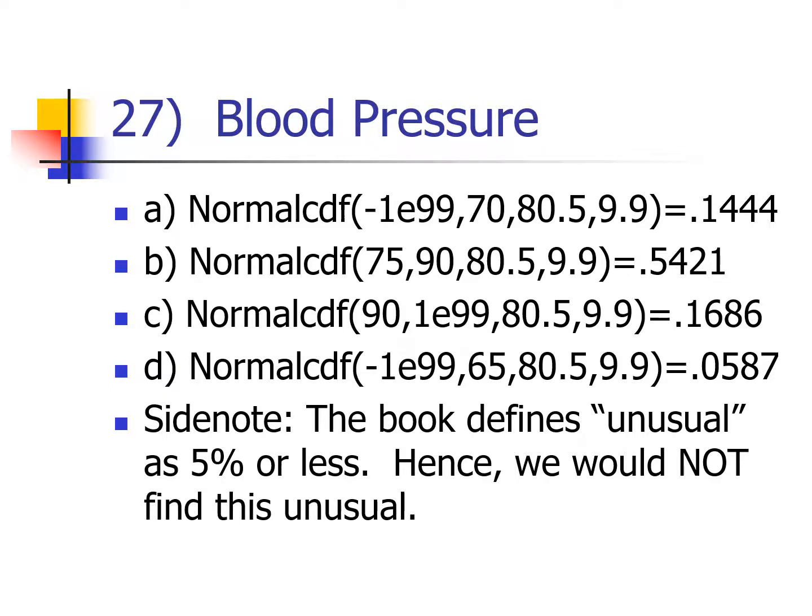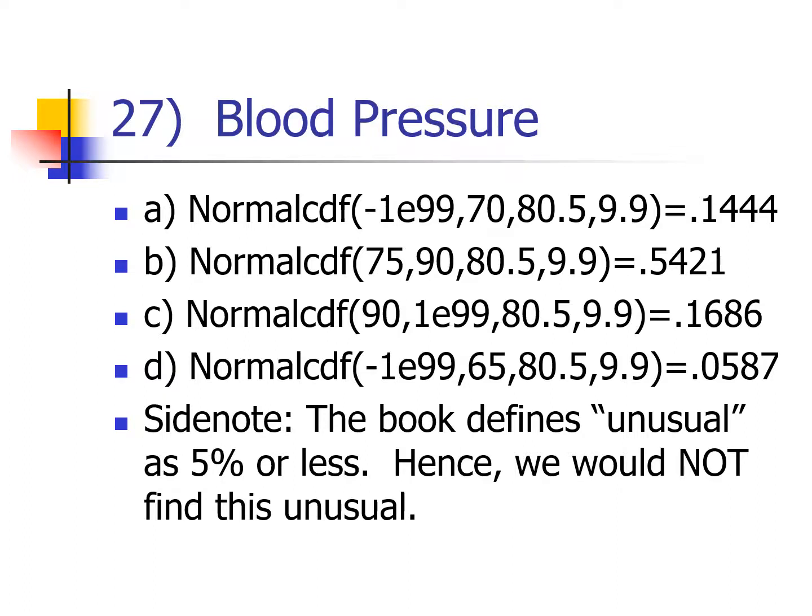Right? What's the probability someone's blood pressure is less than 70? Well, that's the syntax listed in A. What's the probability that someone's blood pressure is between 75 and 90? That's 54%. What's the probability someone's blood pressure is more than 90? That's the 16, close to 17%. Probability someone's blood pressure is less than 65. That's going to be our 5.87%.